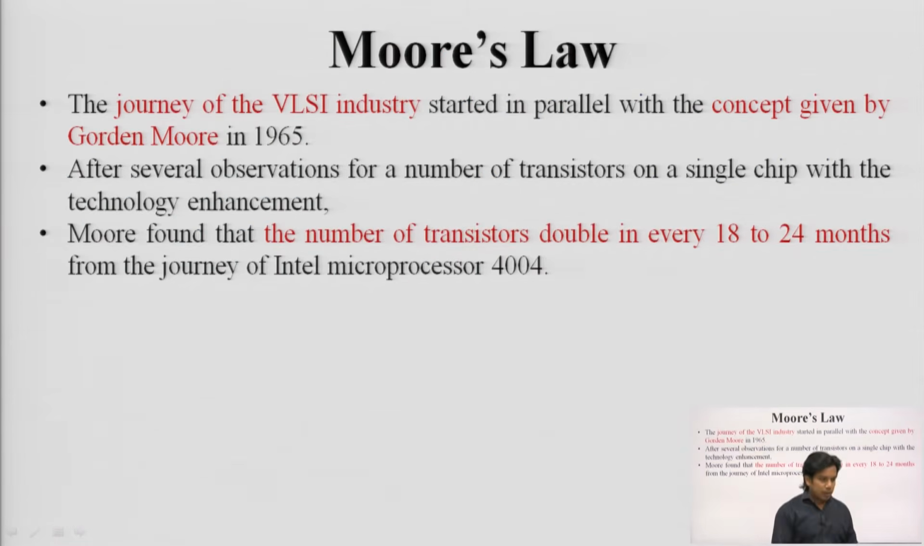Now, starting from the journey of the integrated circuit and the number of transistors occupied in a single chip, Moore gave a law. After several observations on the number of transistors occupied on a single IC, he observed that the number of transistors doubles every 18 to 24 months. And this journey started from the Intel processor 4004.